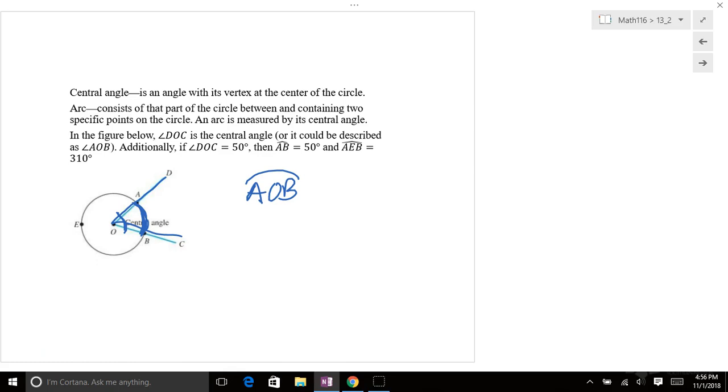And if DOC is 50 degrees, then the arc AB is 50 degrees as well. Which means, since the whole way around is 360 degrees, if that's 50, then arc AEB, the rest of it, would be 310 to make up the 360. Which means that central angle in there would be 310 as well.